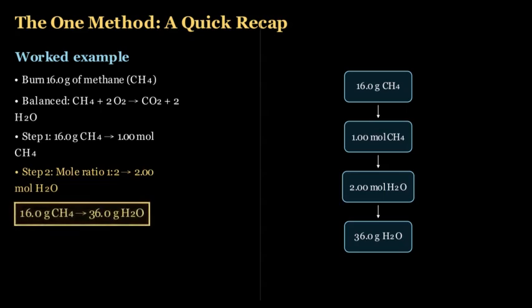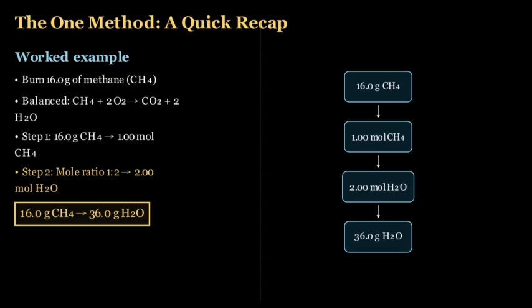Step 2, apply the mole ratio. The coefficients tell us that 1 mole of methane produces 2 moles of water, so we multiply by 2 over 1 to get 2.00 moles of water. Step 3, convert moles of water to grams. Water's molar mass is 18.0 grams per mole, so 2.00 moles times 18.0 grams per mole gives 36.0 grams of water. The chain is complete.